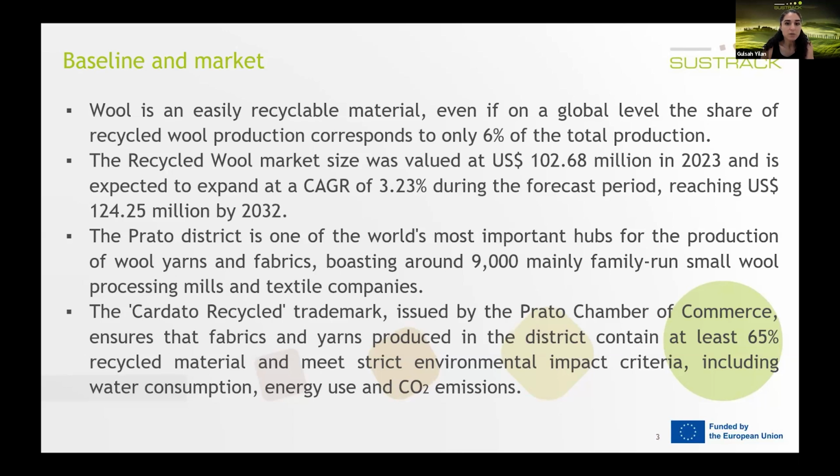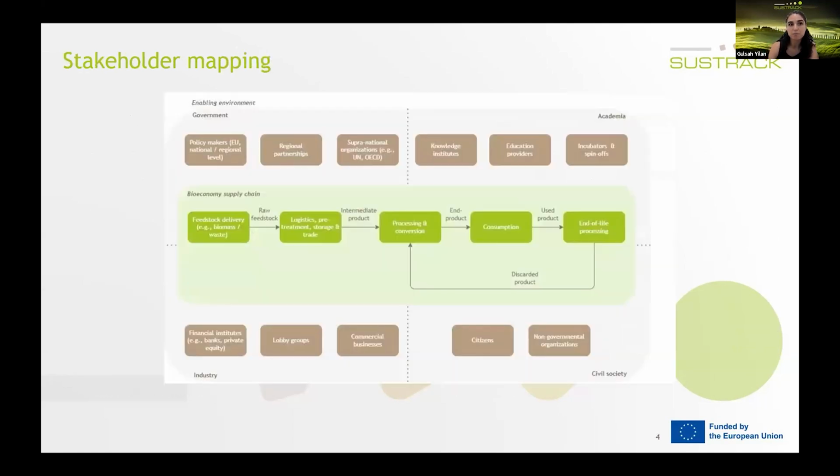The Prato district is one of the world's most important hubs for the production of wool yarns and fabrics, and it boasts around 9,000 family-run small wool processing mills and textile companies. Here there is also a trademark called Cardato Recycled, issued by the Prato Chamber of Commerce, and it ensures that fabrics and yarns produced in the district contain at least 65% recycled material and meet strict environmental impact criteria, including water consumption, energy use, and carbon dioxide emissions.